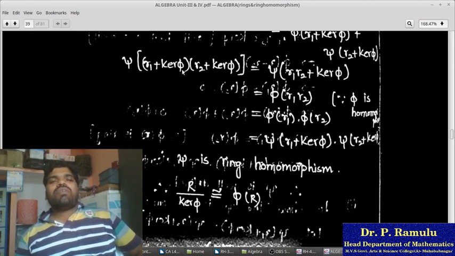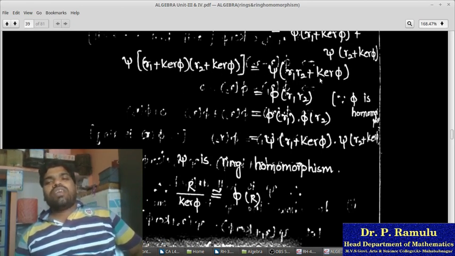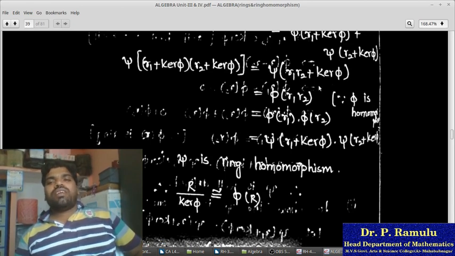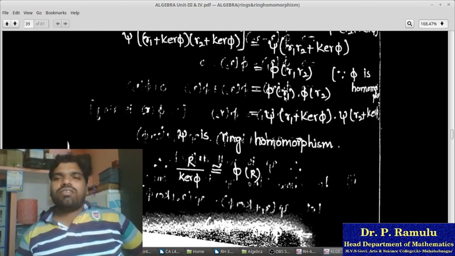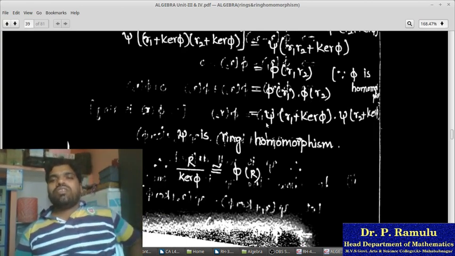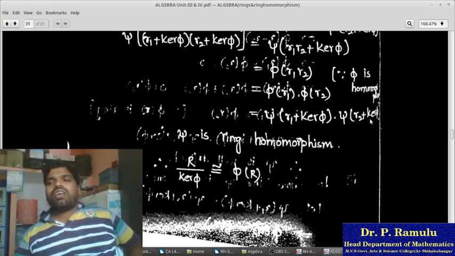Second condition: psi of R1 plus ker pi times R2 plus ker pi equals psi of R1 R2 plus ker pi. According to the definition of psi, here with R1 and R2 we have pi of R1 into R2. Since pi is a homomorphism, pi of R1 R2 is written as pi of R1 into pi of R2, which equals psi of R1 plus ker pi into psi of R2 plus ker pi. So psi is a homomorphism. Psi satisfies the one-one, onto, homomorphism conditions. Therefore, R by ker pi is isomorphic to pi of R. Hence proved, the first isomorphism theorem for rings.